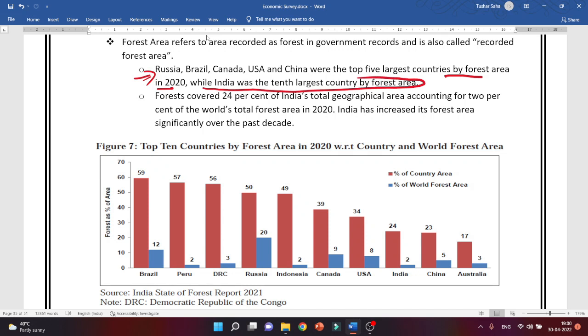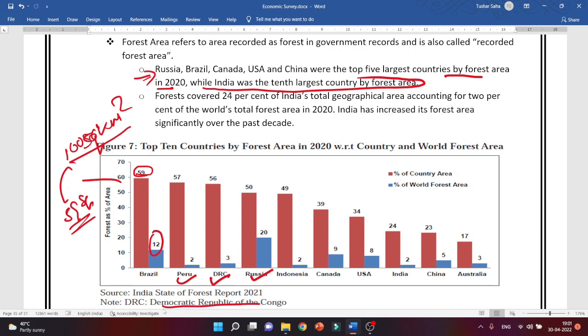So this 59 is the percentage of, means if I say that Brazil is 100 square kilometer, then 59 square kilometer is the forest area. Rest is the land mass. Okay, and 12% is the percentage of world total forest that is in Brazil. Then comes Peru, then the DRC, then Russia. DRC is Democratic Republic of Congo. Then comes Indonesia, then Canada, USA, India, China, Australia. Okay.